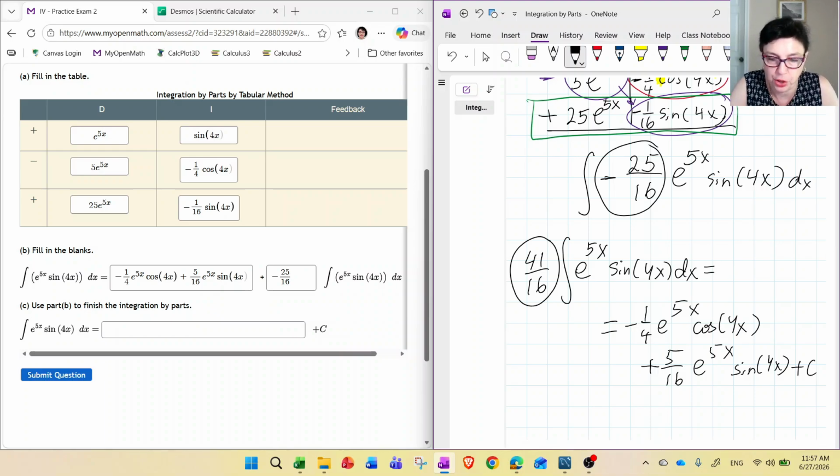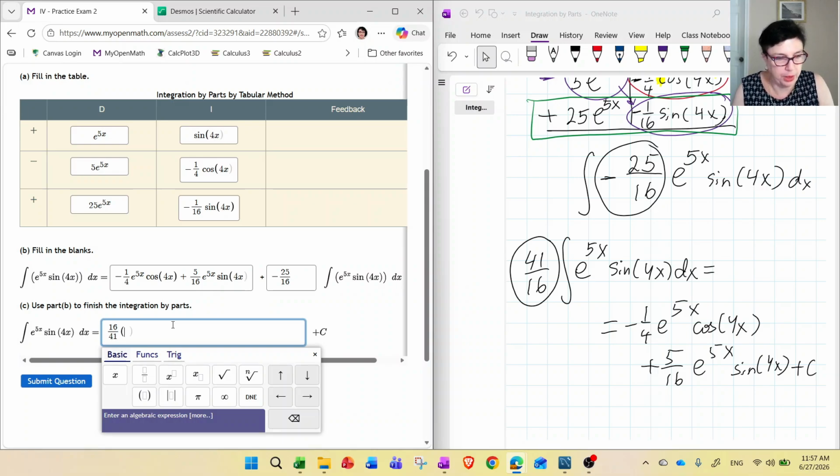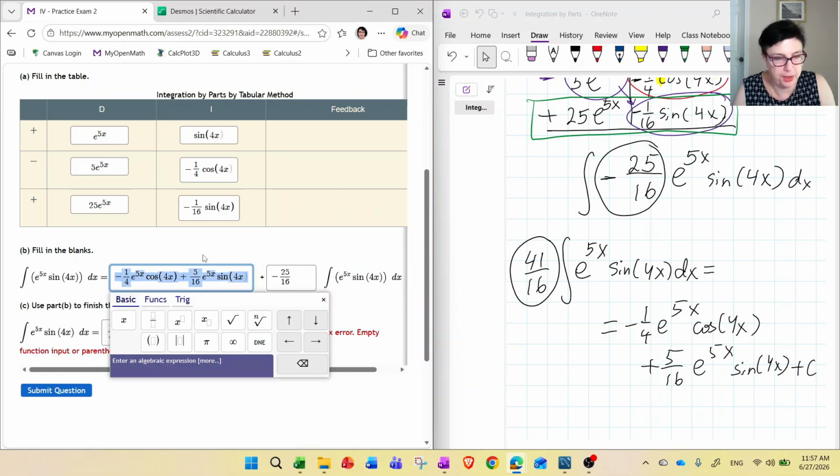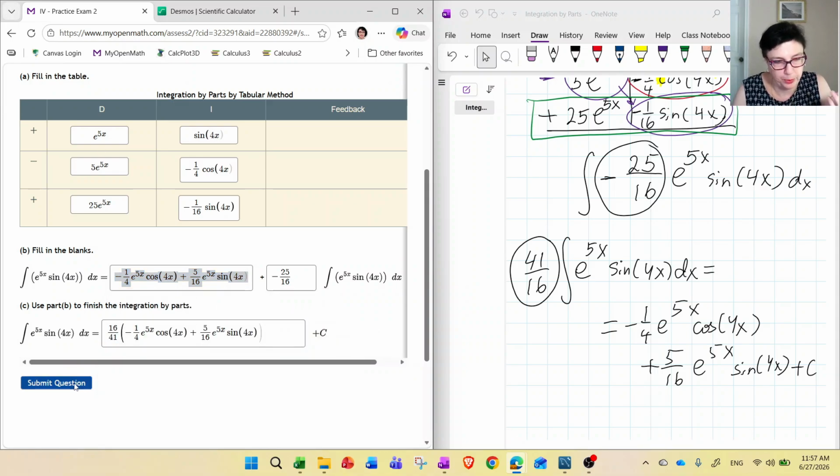That's the final answer. How do I get rid of 41 over 16? Well, I'm going to multiply by its reciprocal, and the reciprocal is 16 over 41. So this is what's going to happen. And then I'm going to put this whole thing right here. That just goes straight inside. Now, you can distribute if you want to, or you don't.